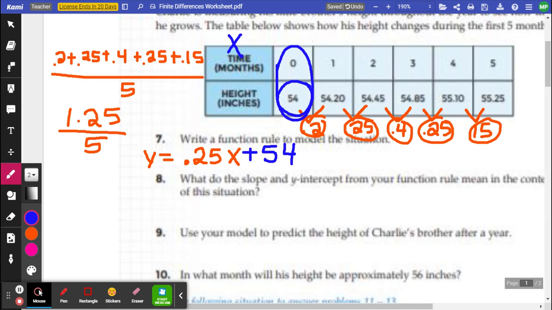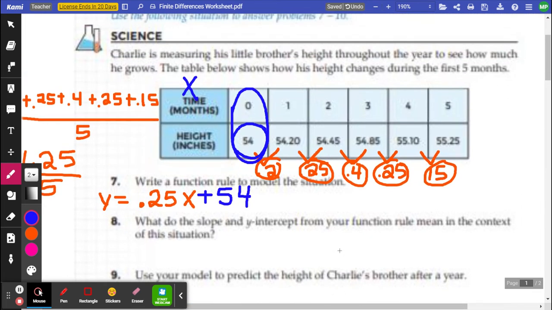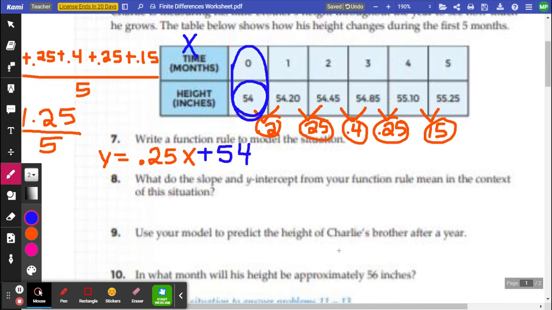Okay, now on number 8, it says, what do the slope and y-intercept mean? So we've got to explain what these mean. So you're going to have to do a little bit of thinking. Not too much, just a little. So again, this is Charlie measuring his brother. We agree on that, right? And he's recording it month by month. How much Charlie does what?